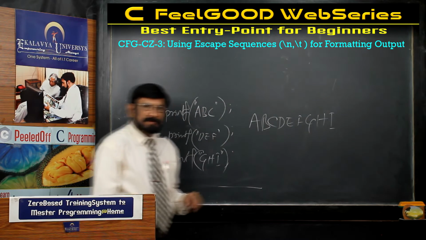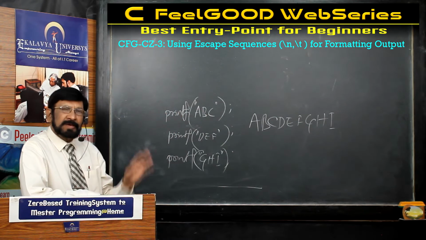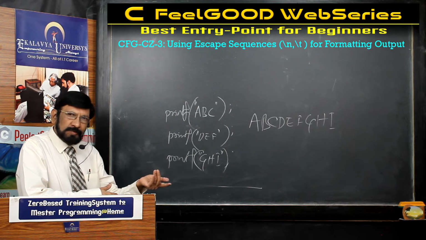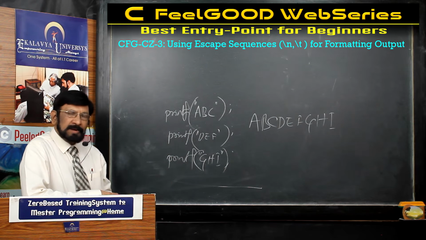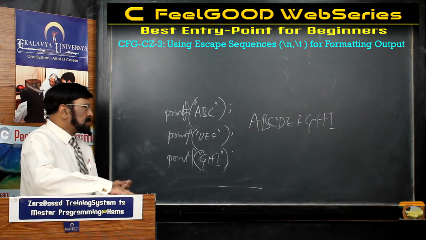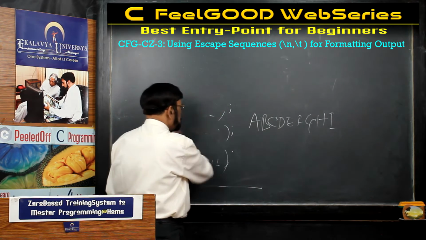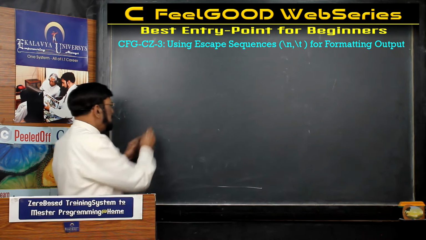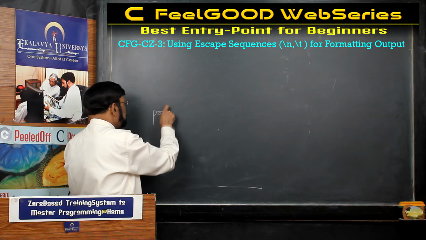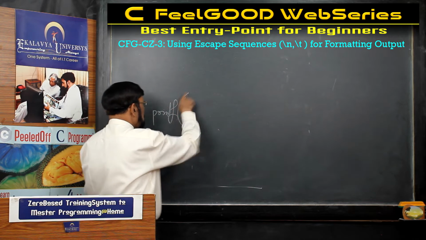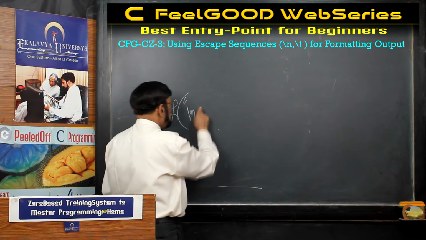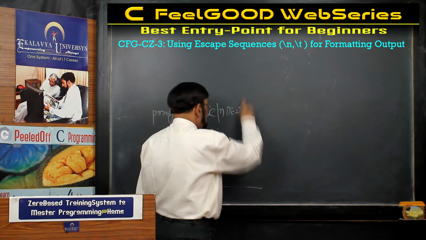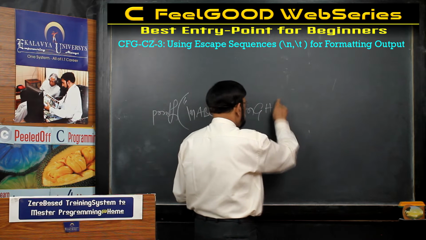What is the basic reason? The printf function has a weakness. It cannot break its line on its own. So you have to do something, then only it breaks. So how does it break? For that purpose, for breaking purpose, we have to use a new line sequence. Now I show you, by that you can understand. Printf, new line, ABC, new line, DEF, new line, GHI.